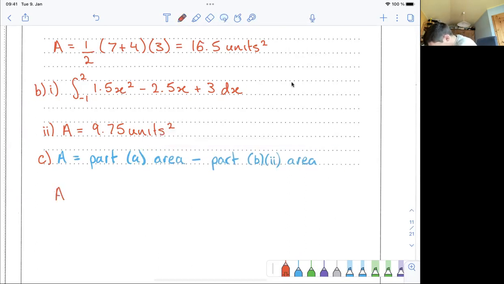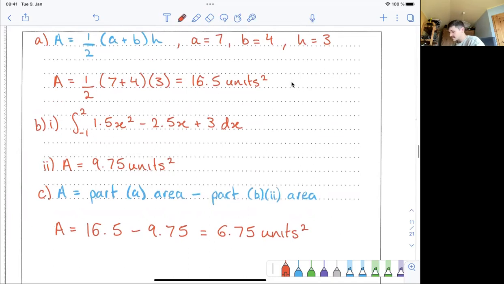So let's bring this down. We'll go A is equal to 16.5, subtract 9.75. And we will find that to be equal to 6.75 units squared. All right, cool. And so that is the answer to question 6.